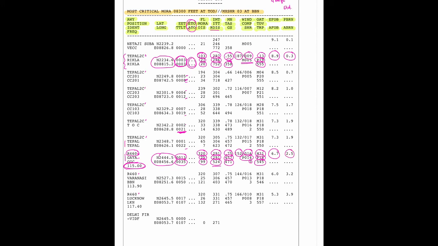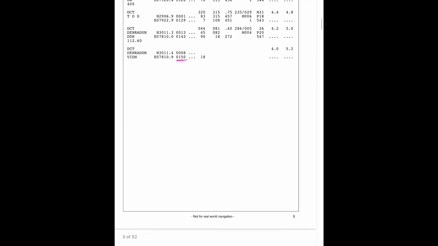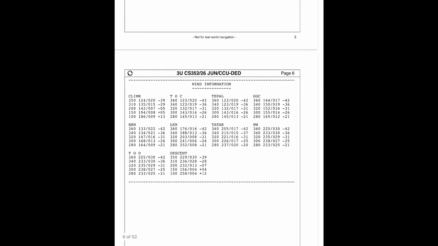Okay, so we have to fill these two things. These things we have to fill on the flight, that is, what is the fuel burn, what is the estimated time and all. Okay, so moving to the next, the wind information. Wind information is very easy, so you can see that this is the flight level we are having. Flight level 350, flight level 310, flight level 200, flight level 150, flight level 100 at the time of climbing. Remember one thing, climbing means when you are climbing to TOC, that is top of climb.